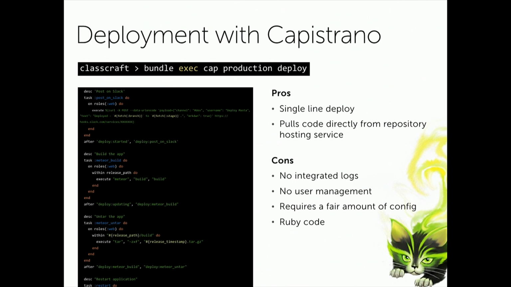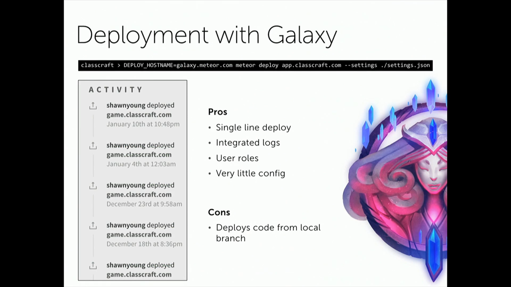So I love my dev team and I trust them, but you want to make sure that you have proper access. So Galaxy has all that. It tells you who deployed and when. It also has a single line deploy process. You don't have to configure it, which is nice. And it has user roles.